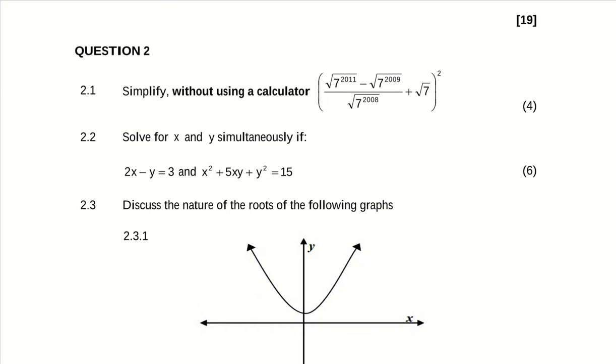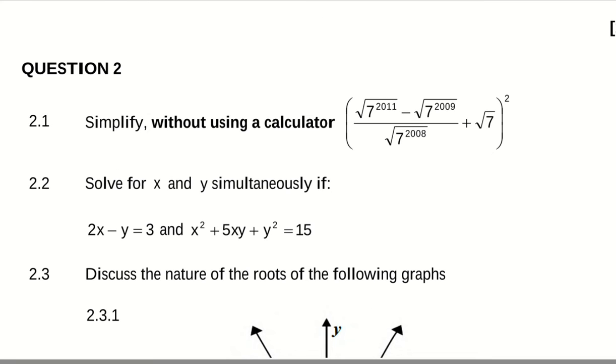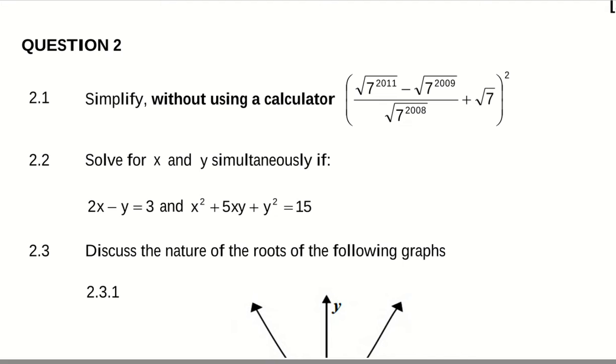So I want us just to look at question 2. Let's look at 2.2 specifically. I'll just zoom it in so that it can be visible enough. Right, so let's look at 2.2 here.